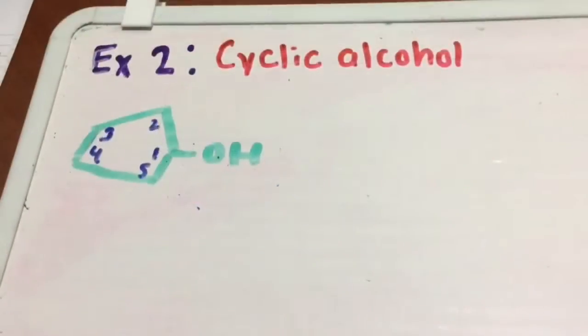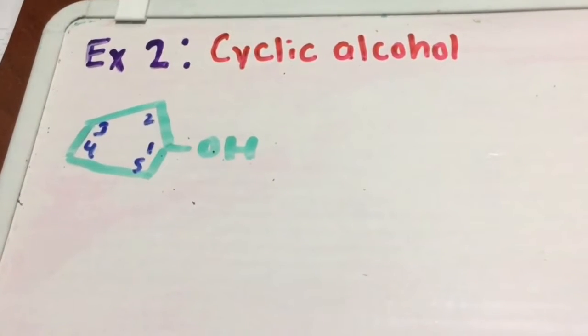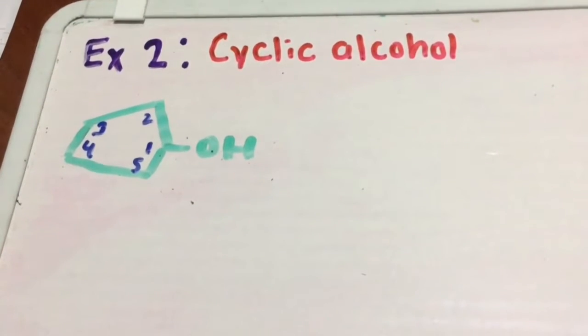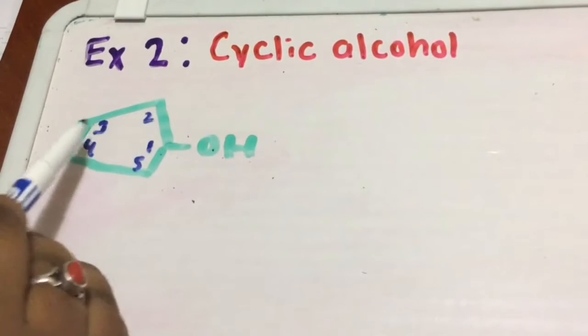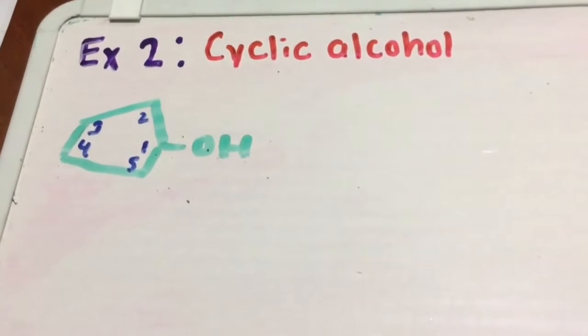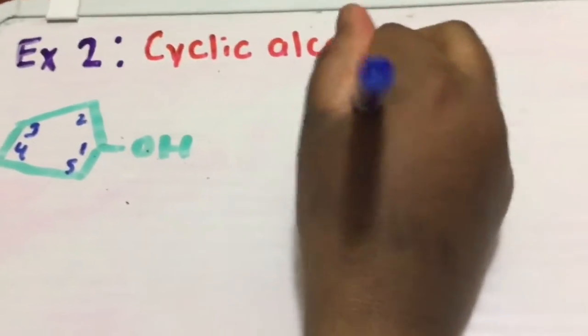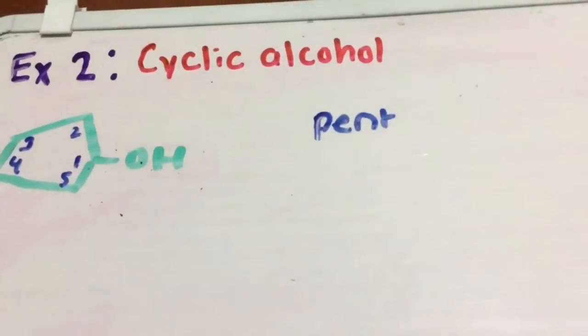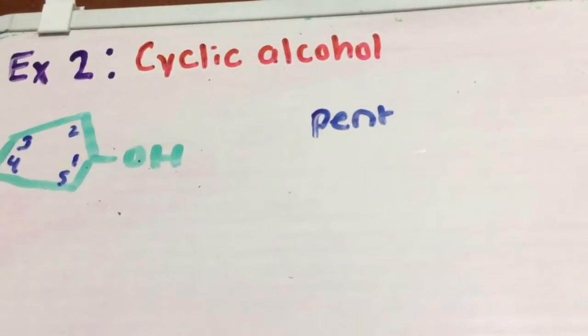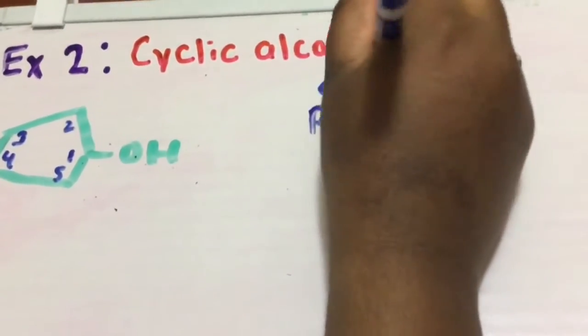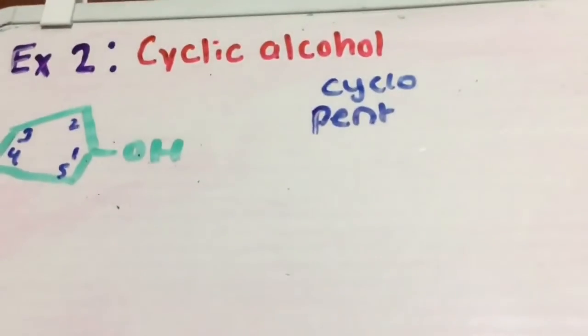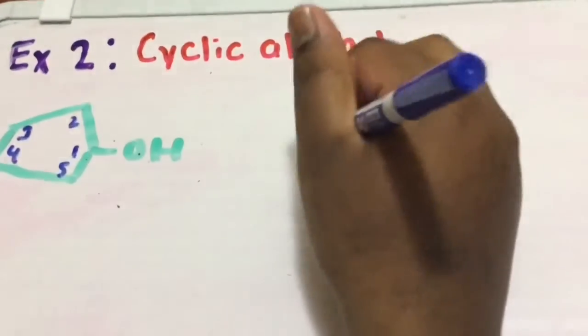The rules for naming a cyclic alcohol are the same as for straight chain alcohols. First, start by identifying the parent chain, which is 5 carbons, 1, 2, 3, 4, and 5. This gives us a first name of pent. Given that the molecule is a ring, add the prefix cyclo. Remember that they're single bonds, so the ending is ane.